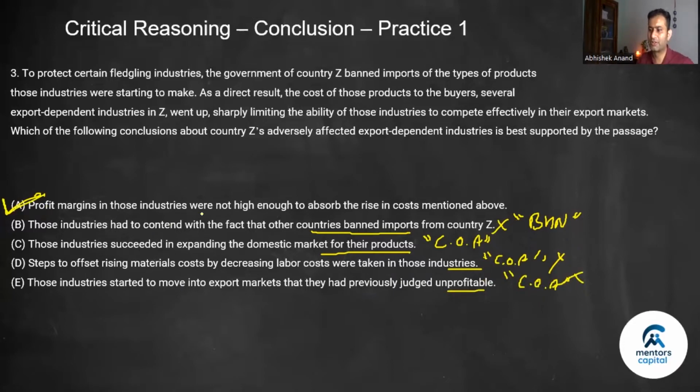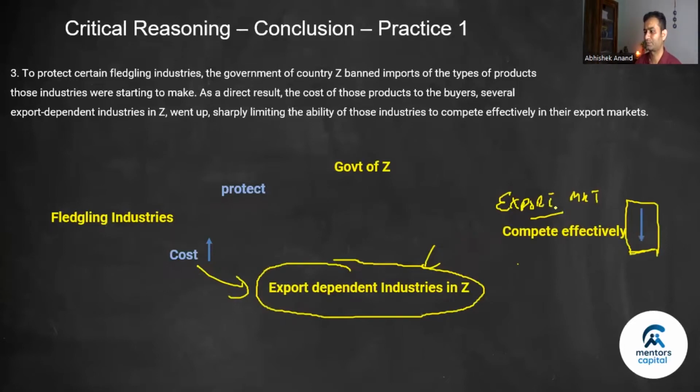Profit margin in those industries were not high enough to absorb the rise in cost mentioned above. Now you might say, sir, profits की तो बात करी नहीं है. So how can we mark this? So first of all, this is the least incorrect answer. Second, look at this. Their ability to compete has gone down.